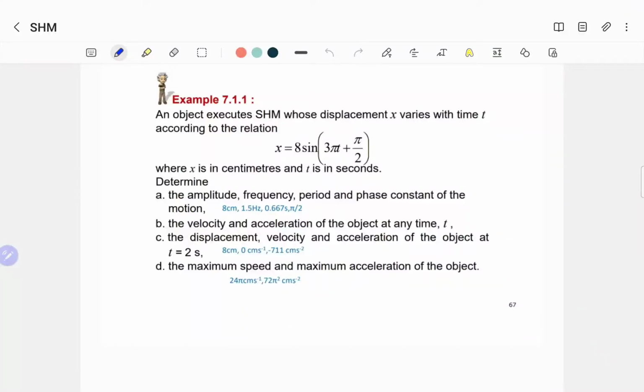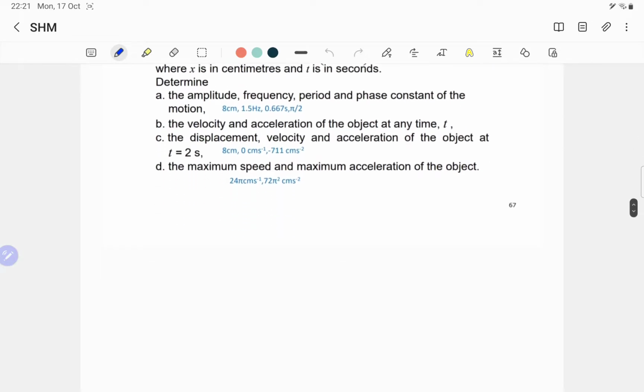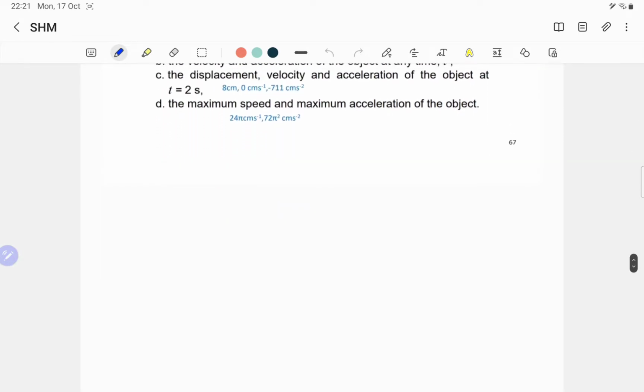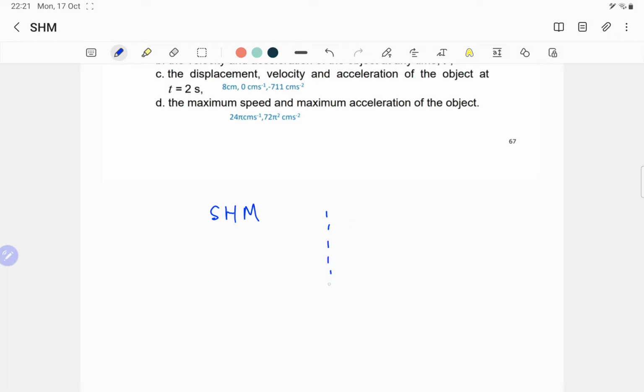Alright, welcome to chapter 7. Chapter 7 is about simple harmonic motion, SHM. One simple motion is, let's say you have a pendulum and you displace it to the right, so that means you will have a positive amplitude.